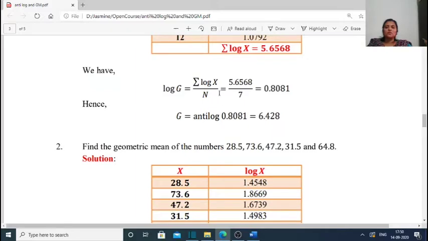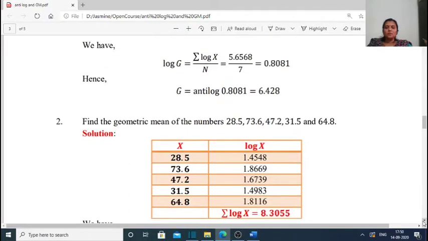So log G is equal to sigma log x by n, which is equal to 5.6568 by 7, which is equal to 0.8081. Now what we need is not the logarithmic value but its anti-log, the reverse value. Hence G is equal to anti-log of 0.8081, which is equal to 6.428.